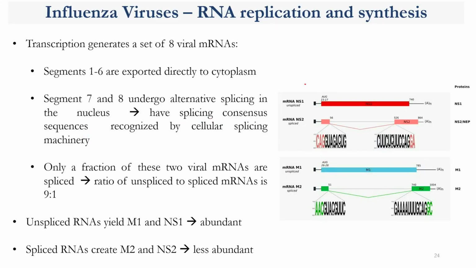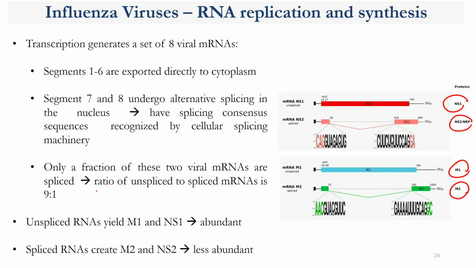So here's your NS1, and here's your NS2. And what we see is that these splicing consensus sequences are recognized by the cellular splicing machinery, and as a result, it will splice and produce a different set of proteins. So again, NS1, NS2, and M1, M2, okay? But keep this in mind that only a fraction of these mRNAs actually get spliced.